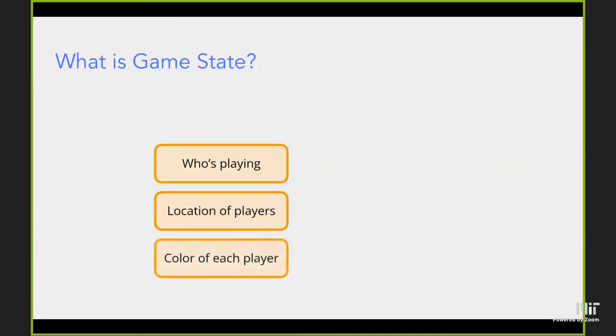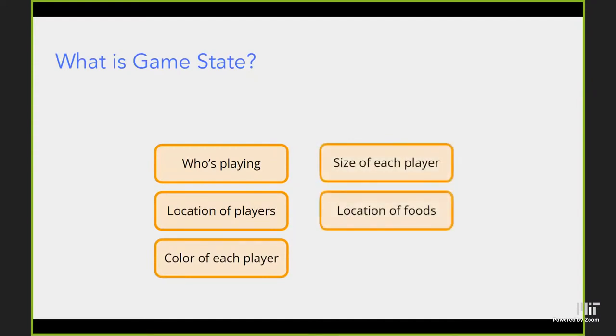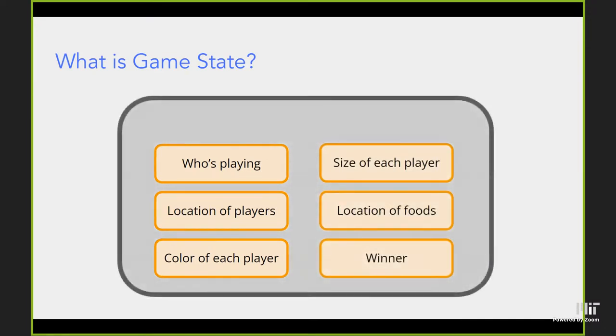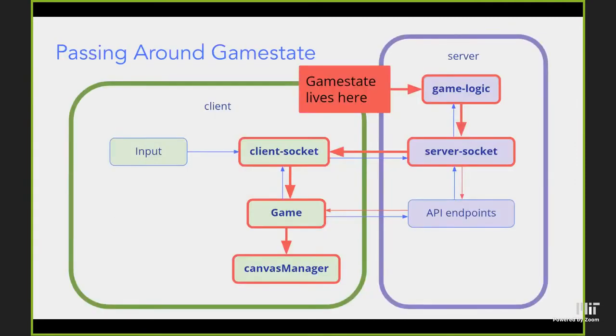We want the color of each player because you want to be able to see different players having different colors so you can know which one is you. Maybe how big each player is, maybe where the food is, and maybe if someone has won the game or something. So we package all this information into one big object, and we call it the game state. So game state lives in the game logic file. It's on the server. The server will do whatever computations it needs with the game state and send that information to the client.